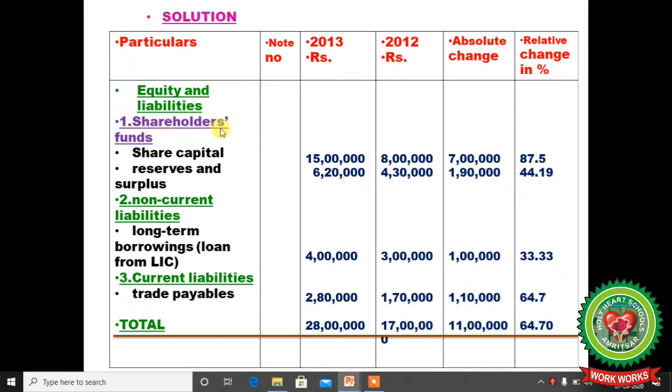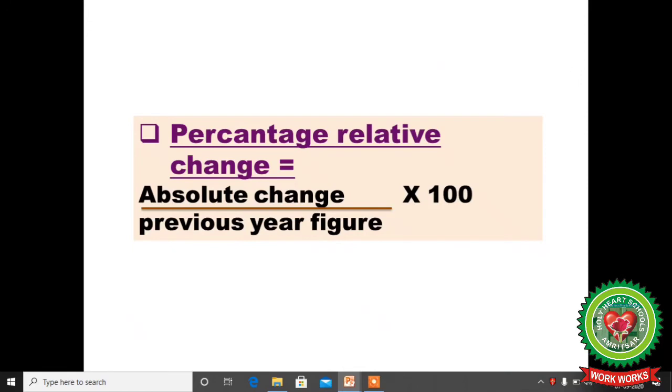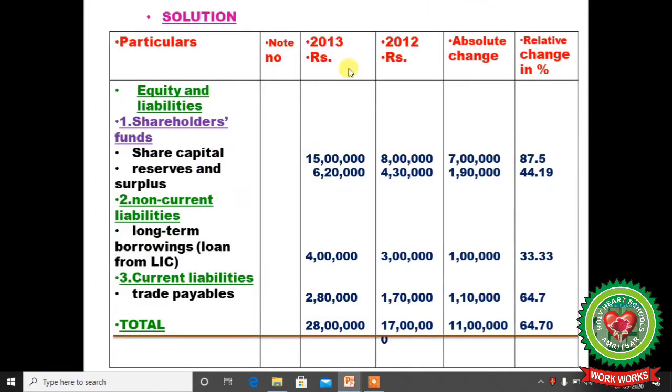First of all, the first item is shareholder funds. Share capital is 15 lakh and previous year 8 lakh. The difference is 7 lakh. Now apply the formula: 7 lakh multiplied by 100 divided by the previous year figure, which is 2012, so 8 lakh. You get the relative change in percent as 87.5. Previously you calculated the absolute change of 7 lakh, and now the relative change in percentage is 87.5.